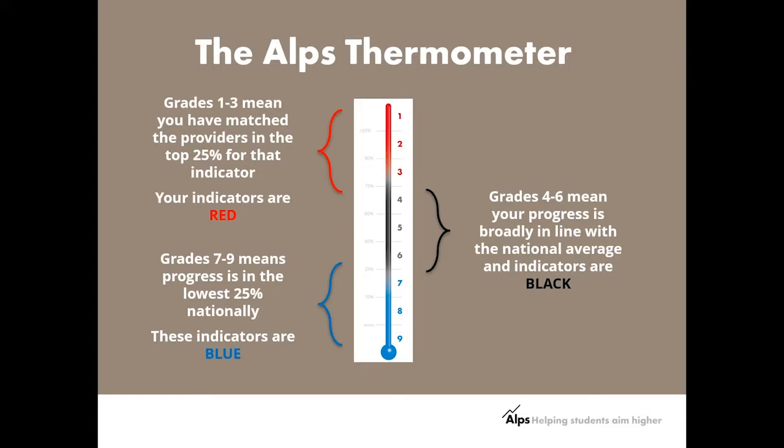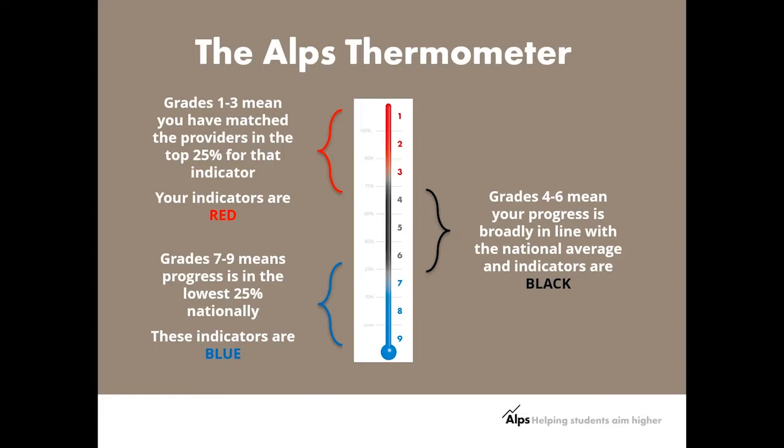That's a generic thermometer with, you will see, 1 to 9 Alps grades down the side. And then you've got some percentage rankings down the left-hand side there. So if you're grade 1, that means that you've matched the top provider in the dataset. So you are the 100% mark. If you are a grade 9, that means you are lower than the lowest provider in the dataset.